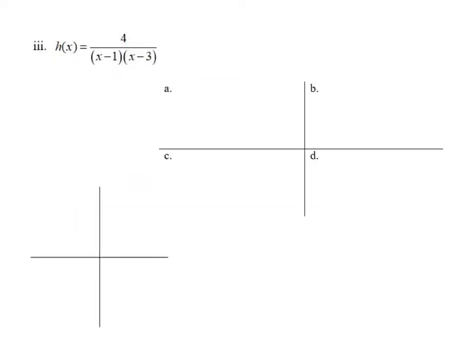Like with the last problem, I think we can see there's not going to be any removable discontinuity. We definitely have some action going on in the denominator, and when we set the denominator equal to 0, it's pretty clear that we're going to actually have two vertical asymptotes. Our vertical asymptotes are going to be at x equal to 1 as well as x equal to 3.